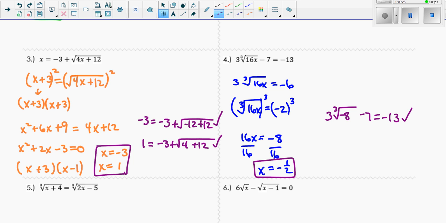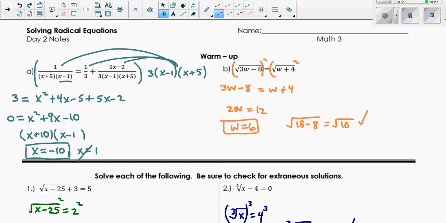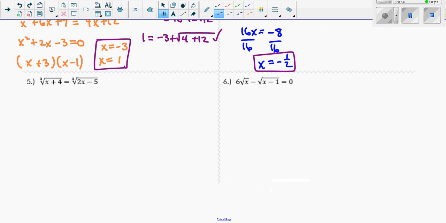Alright, let's try again. Sorry, this is jumping all over the place. Okay, next one. We have, very similar to the problem that we just did up above, or actually in the warm-up. Instead of the square root of both sides, we have the cube root of both sides. We have it on both sides, so that's where we want it.